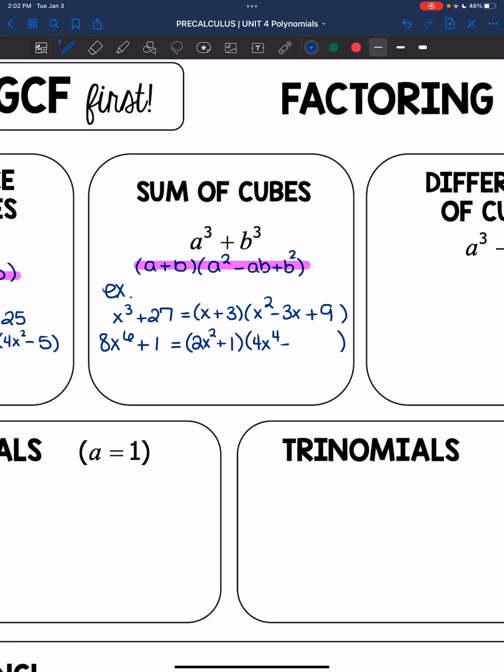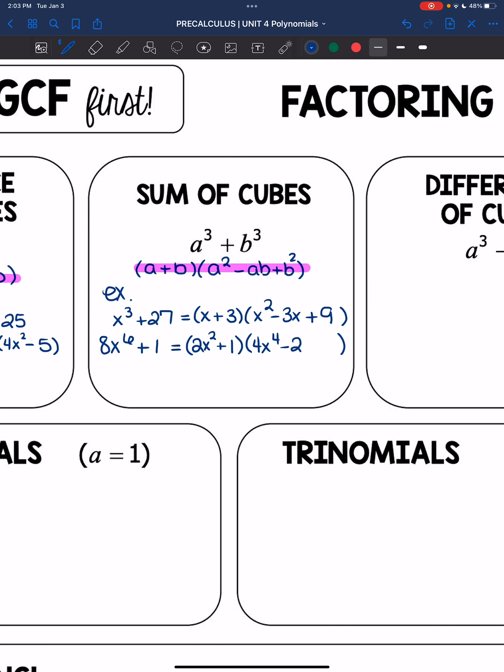Then I subtract those two terms, the a and b, which is just going to be 2x squared. And then my last term, once again squared. 1 squared is 1. So there you have it, sum of cubes.